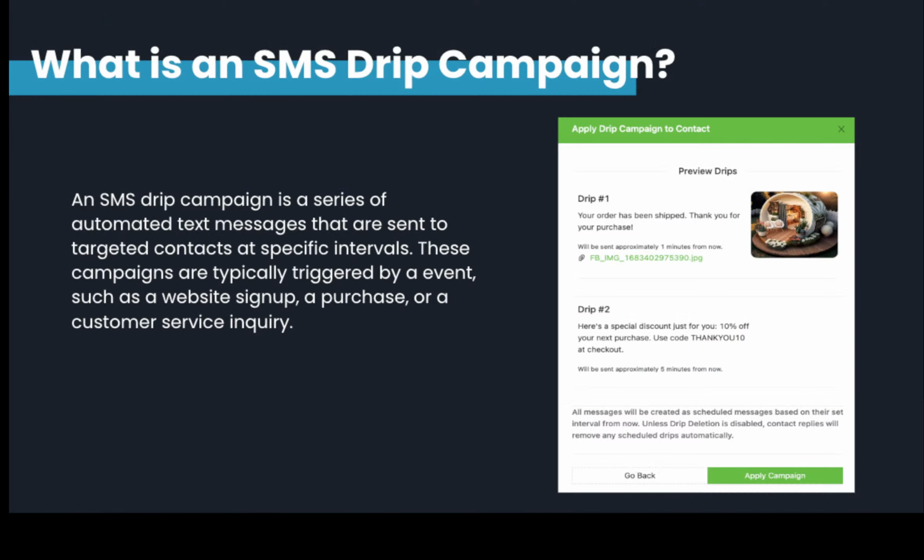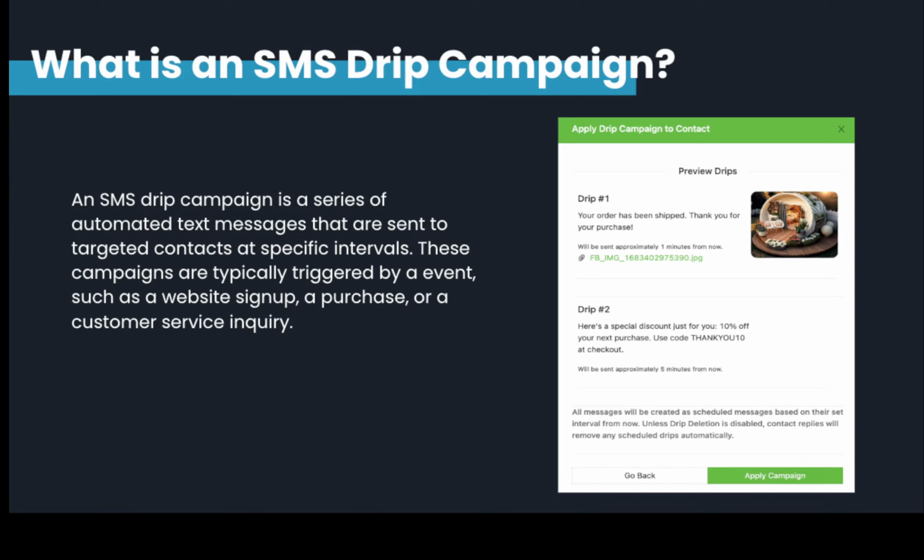What is SMS Drip Campaign? It is a series of automated text messages that are being sent to a targeted contact list at specific intervals. These campaigns are typically triggered by an event such as a website sign up, or doing a purchase, or even a customer service inquiry. Now, the goal of this type of drip campaign is to nurture leads as well as customers through a sale funnel.